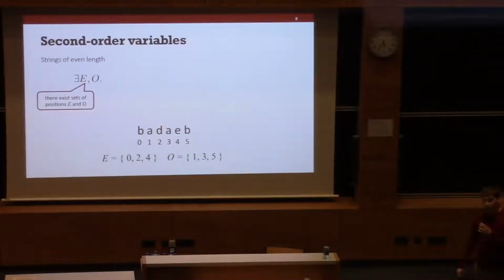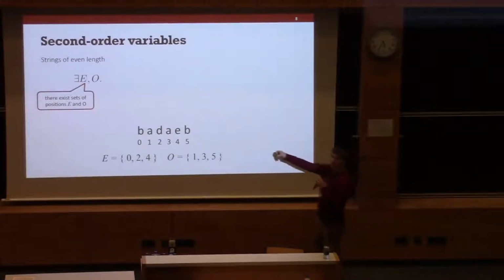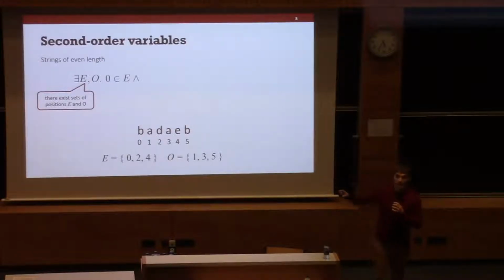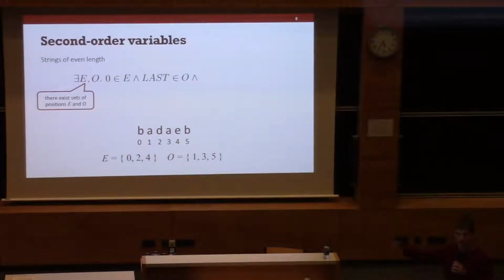We also have second-order variables, which is why the logic is a second-order logic. But they're restricted second-order variables because we can only talk about sets of positions and not relations. So this is a detail, but essentially, we can use this to describe the strings of even length. So a string of even length is a string in which there exist sets of positions E and O, denoting even and odd, such that the position 0 belongs to E, the last position belongs to O, pretend that we have this magic constant last.